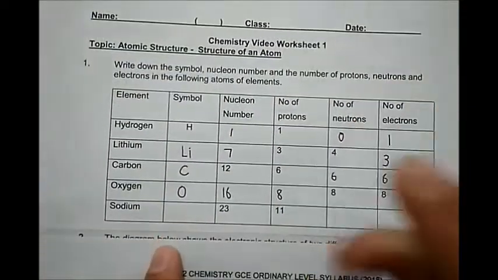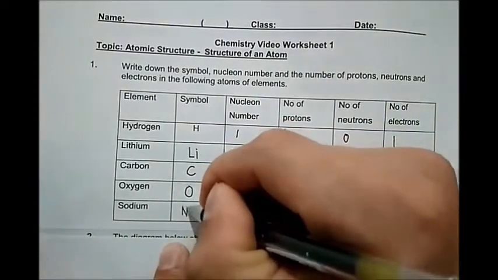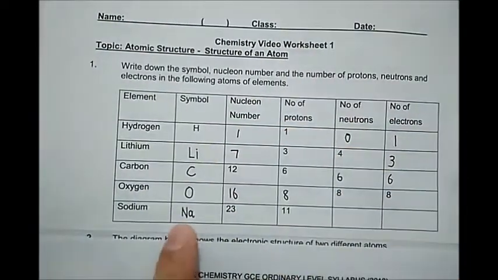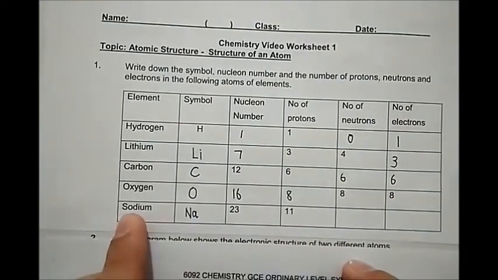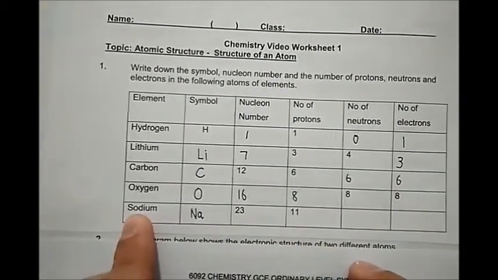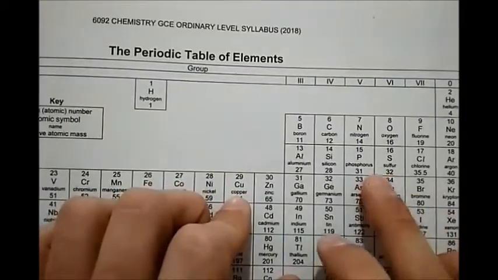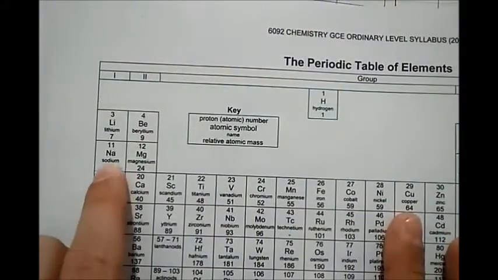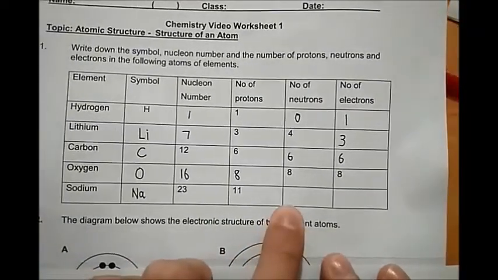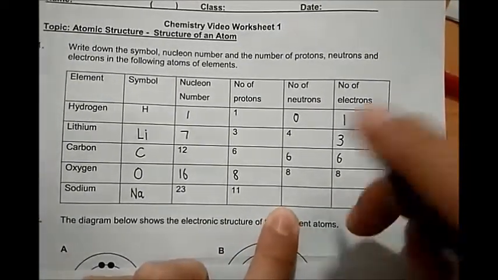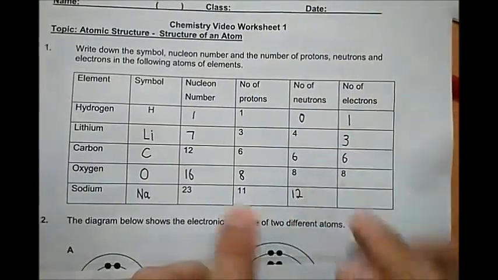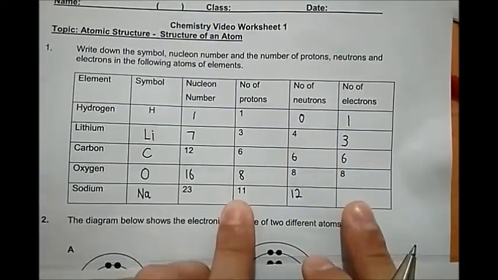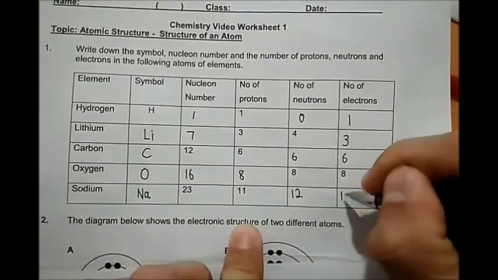Sodium has a chemical symbol Na. Common mistake by student is to write sodium as S. But if you look at the periodic table, S is actually sulfur, and sodium, which is at group 1, the first column, is Na. Right, so the number of neutron will be 23 minus 11. You get 12. Number of protons and the number of electrons are the same, which is 11.